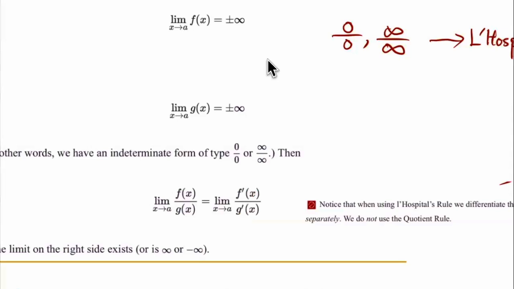So right here, you can differentiate the function in the numerator and differentiate the function in the denominator. And this quotient has the same limit as this. And that's what L'Hopital's rule says, if it's one of these two types. Okay. So in order to differentiate the functions here, f and g have to be differentiable.